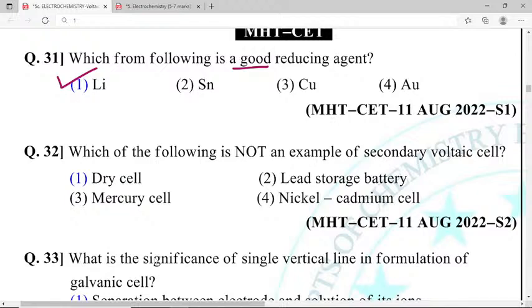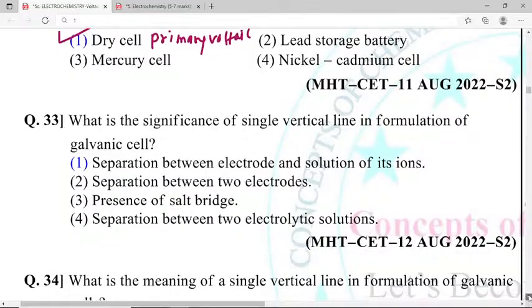Which of the following is not an example of a secondary galvanic cell? Dry cell. Dry cell is not a secondary cell; it is a primary cell because it cannot be recharged again. A cell that can be recharged again is called a secondary cell, and a cell that cannot be recharged again is called a primary cell.